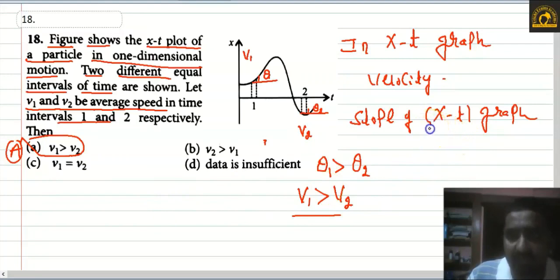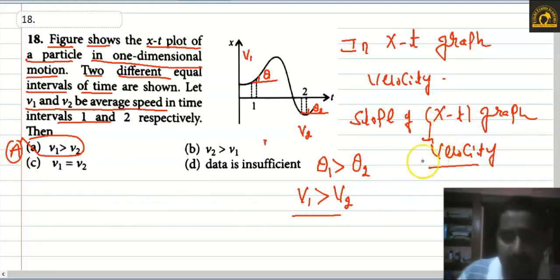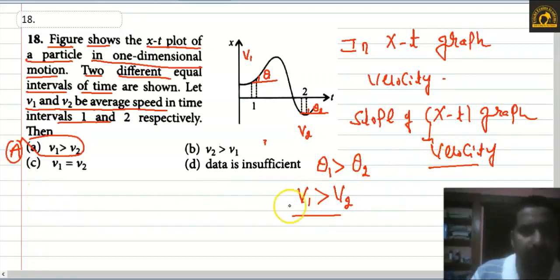The slope of the xt graph shows the velocity. The higher the slope, the higher the velocity.